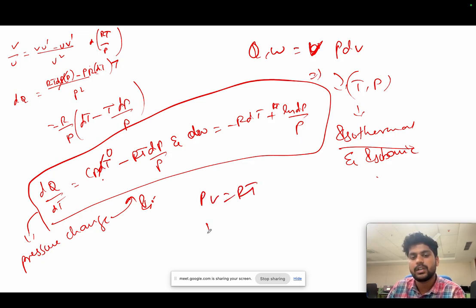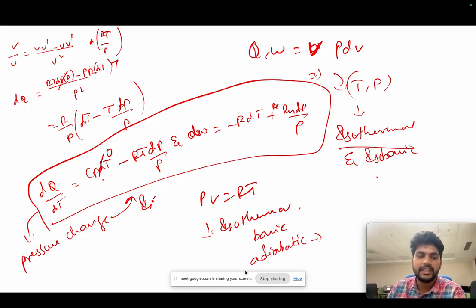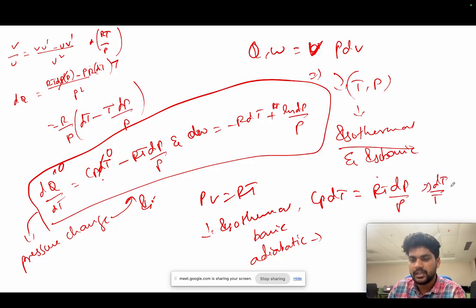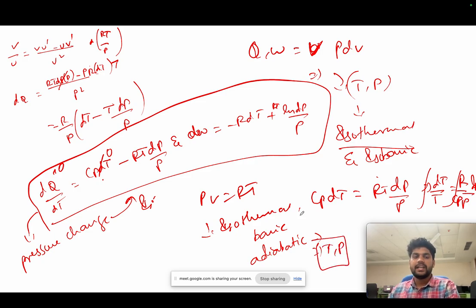If you have pv equal to RT, this shows how the isothermal is changing, how isobaric is changing, and how adiabatic is changing. Adiabatic means there won't be any heat transfer, so this value will be 0. Then you will get Cp dt equal to RT dp by p, then you can write dt by T equal to R by Cp dp by p. Then you apply the integration and get the relation with respect to T and p. So this is for the ideal gases.